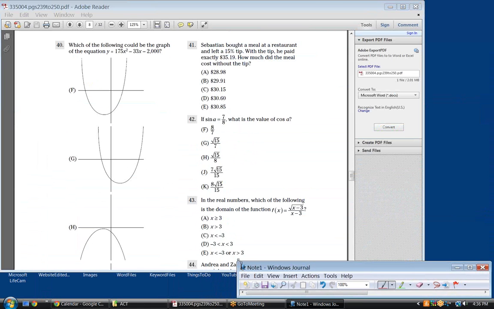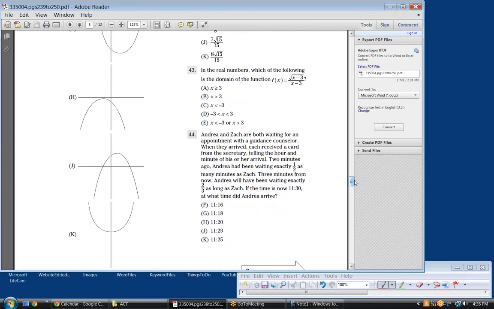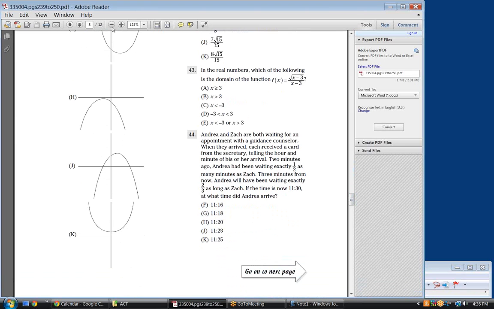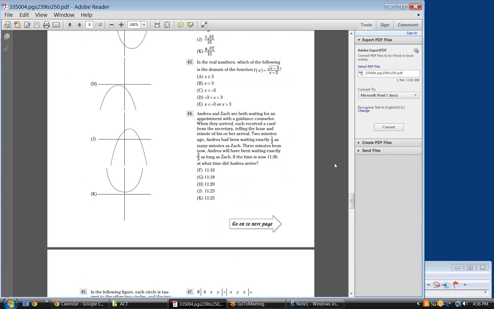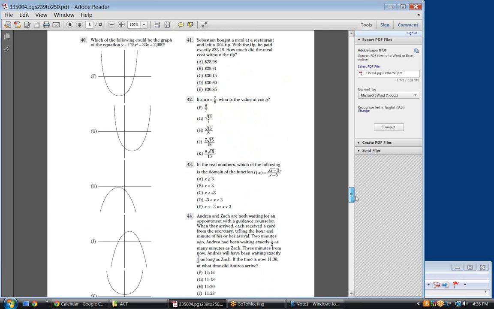Now let's see. Hold on. How many of these curves do they give us here to look at? 1, 2, 3, 4, 5. Yeah. Let me minimize it a little bit. See if I can get all 5 of them on there. Okay. So which of the following could be the graph of that quadratic?